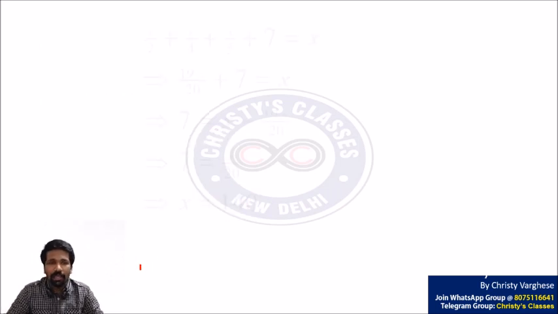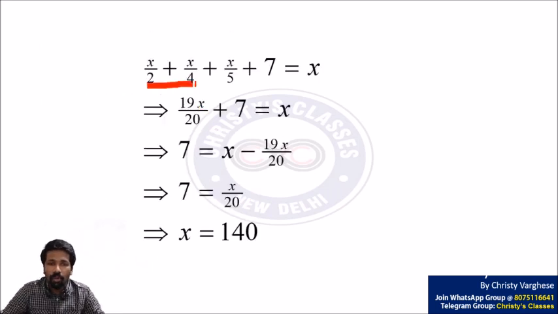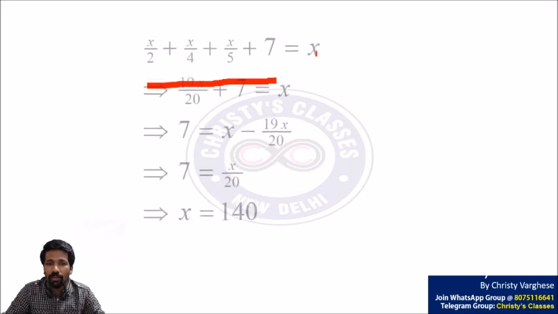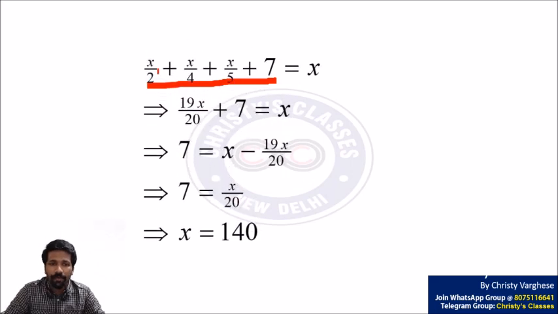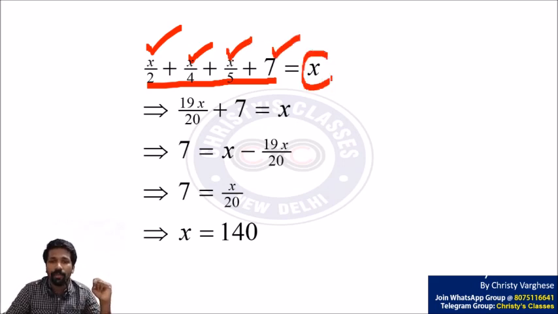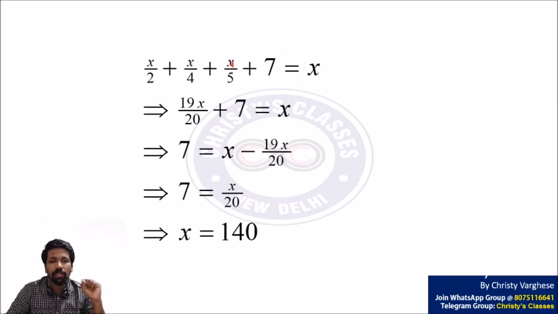Now we can say all these shares added, you will get total x. Why? Because first son's cows, second son's cows, third son's cows and fourth son's cows added, you will get the total number of cows. So now it is all about simplifying the equation. As I told, here it is only one variable, so you just have to simplify using the LCM concept. So 19x by 20 plus 7 is equal to x, because for 2, 4, 5, the LCM is 20.